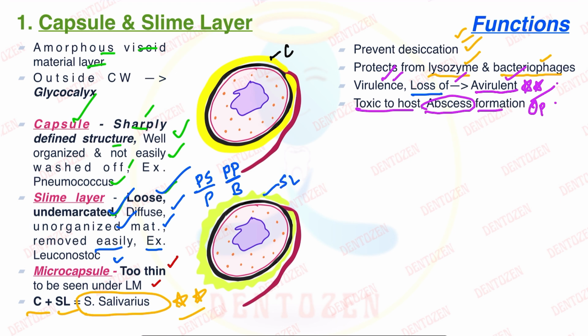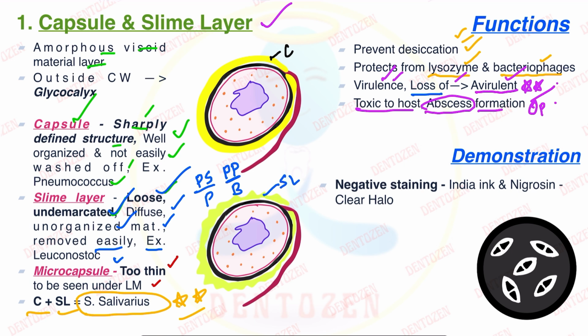Now, how do we see them? How do we demonstrate them? Slime layer cannot be seen with gram staining, but capsule can be demonstrated with special methods. One such method we already discussed in our staining techniques, that is negative staining. So here India ink and nigrosin dyes are used where the capsule may be seen as a clear halo, as we can see here. This is a clear halo against the dark background. An example is pneumococcus bacteria. So that is the negative staining method, and a very, very important viva question.